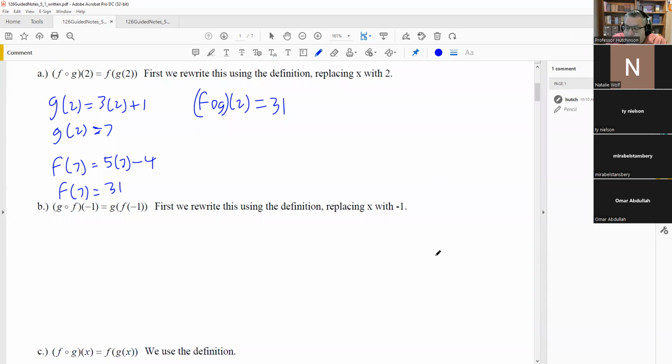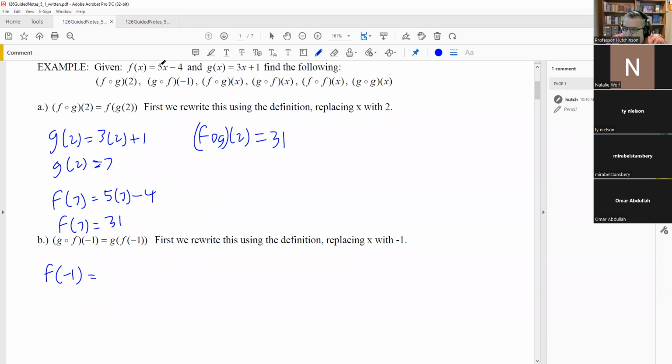Next, I want to find g of f of negative 1. And you can see we've rewritten it just like this. So the first thing we always want to work on is the inside. We want to find f of -1. Well, the f function up here was 5x minus 4. So it means we want to do 5 times -1 minus 4. So f of -1 equals -9.